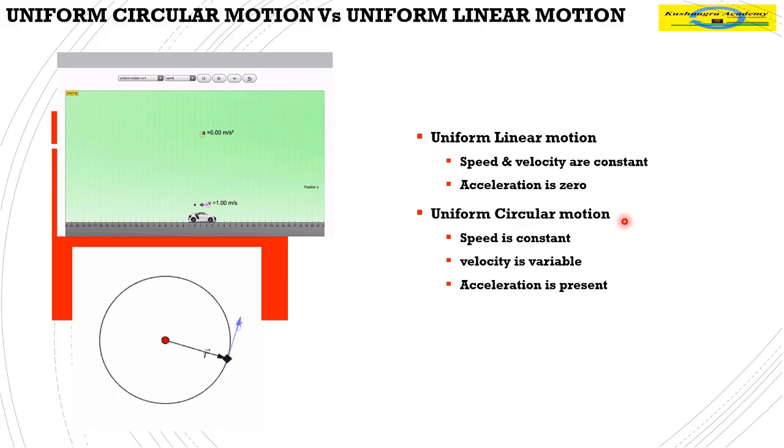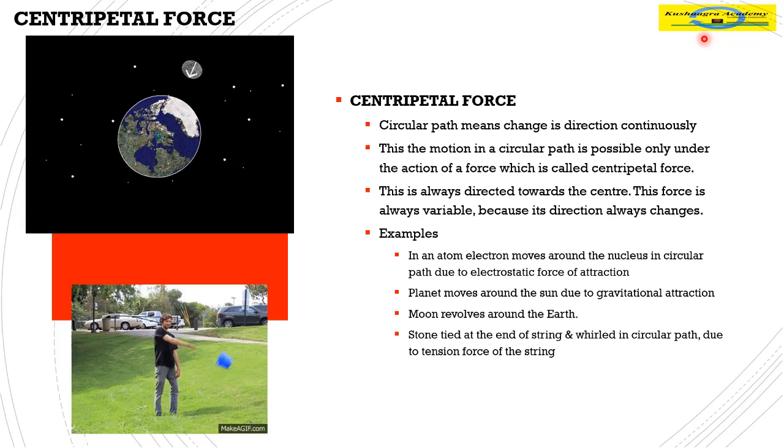Uniform circular motion: speed is constant. Velocity is variable because the direction is constantly changing, and since velocity is changing, force is there, and if force is there, acceleration is present. So these are the differences between uniform circular motion and uniform linear motion.